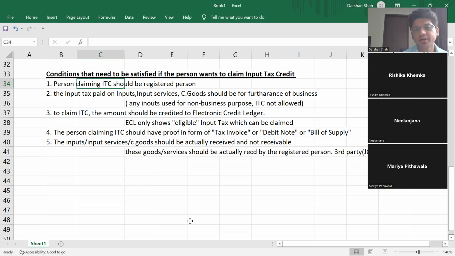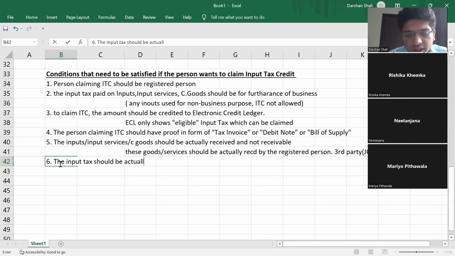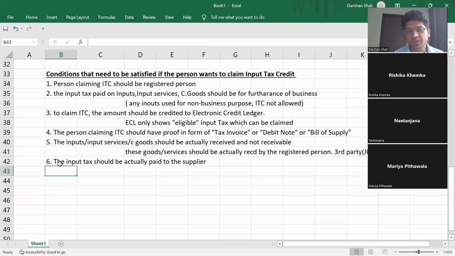All right. So the first 5 conditions are done now. Let us go to the next one. The next condition is that the government says you cannot claim ITC anytime. One more condition is remaining before we go to that: the input tax should be actually paid to the supplier. Now see, sometimes this can happen.